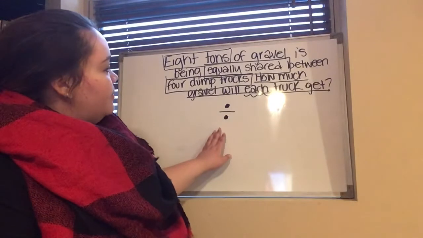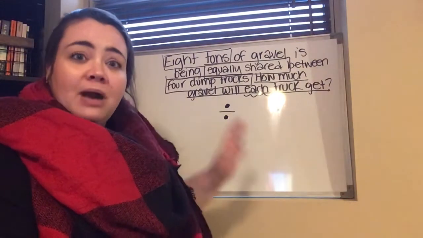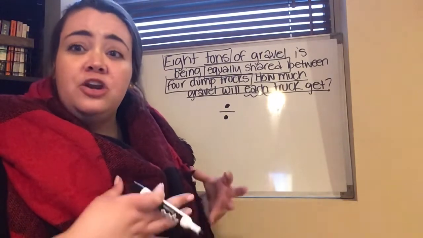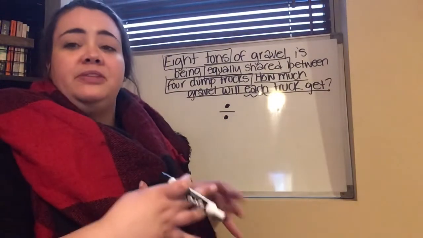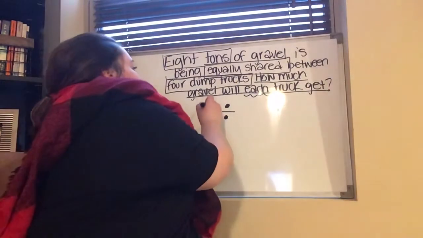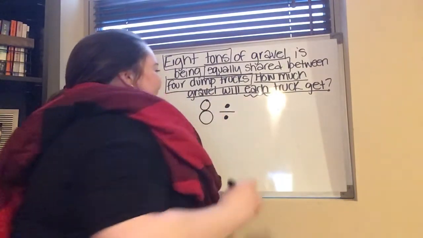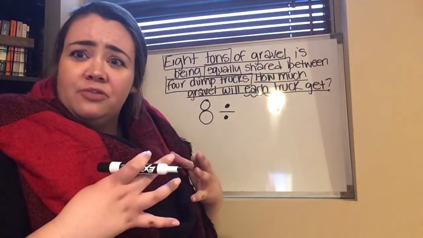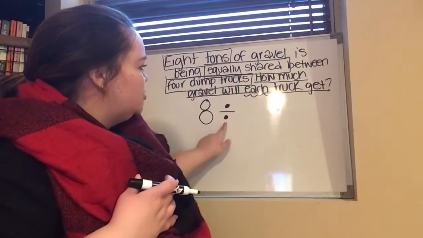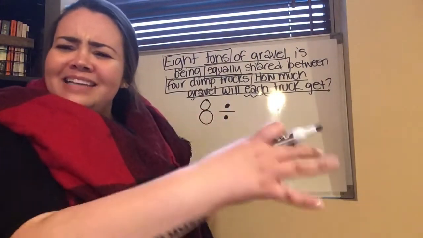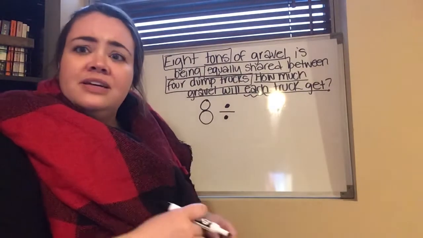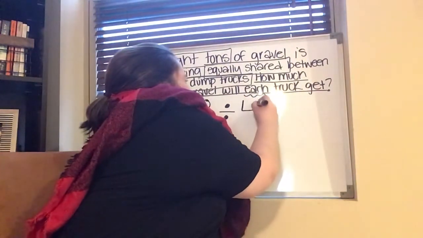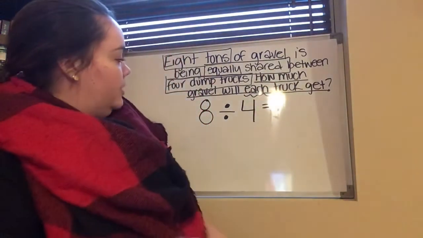So now to determine our operation or our number sentence, I'm going to go back to the problem and think about what's happening here. We know that one of the first questions we ask ourselves in a word problem is, do I know my total? Do I know the total amount of something that I have? And I do. I know that I'm starting with 8 tons. So 8 is going to be my total. And then I'm thinking to myself, what's happening with that 8 tons of gravel? I know that it's being equally shared, so I'm dividing. And I'm thinking to myself, what am I dividing it among? What am I dividing it into? And we're dividing it into those 4 dump trucks. So my number sentence is going to be 8 divided by 4.